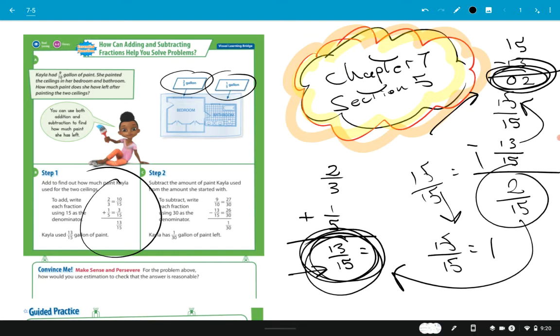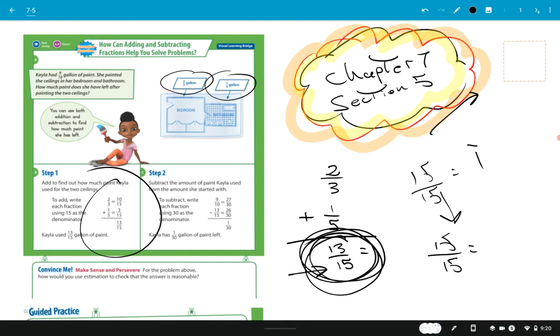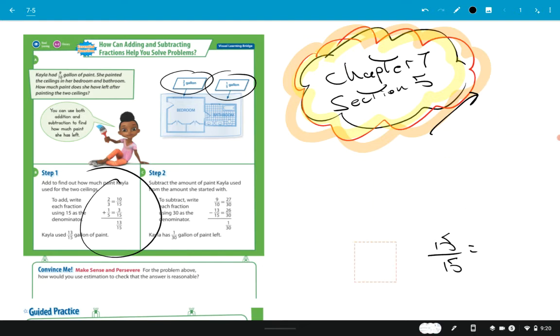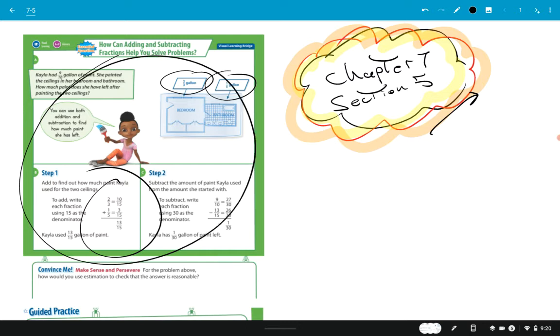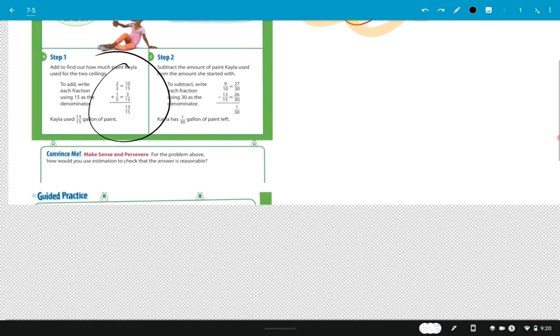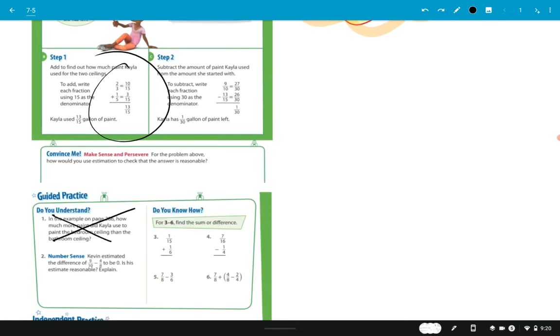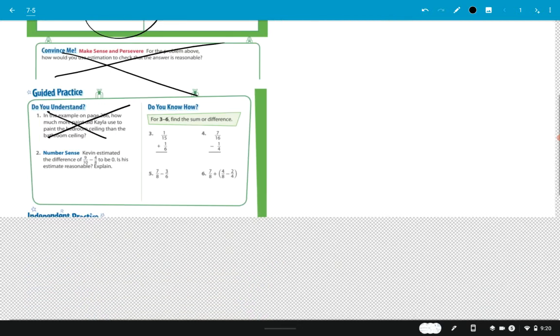They explain that there, and maybe I didn't do that great of a job explaining it. So let's move on here. For the problem above, how would you estimate? I'm not going to worry about it. Cross that out. Cross out number 1.